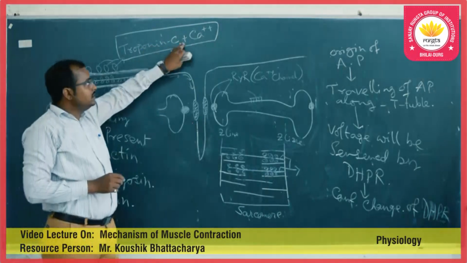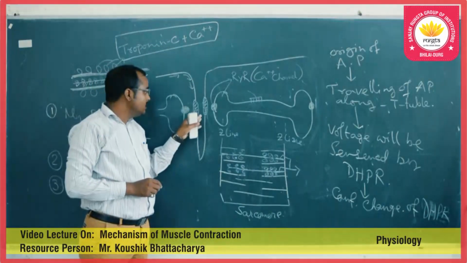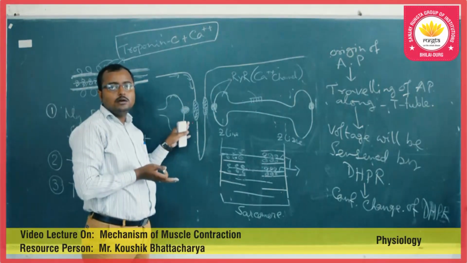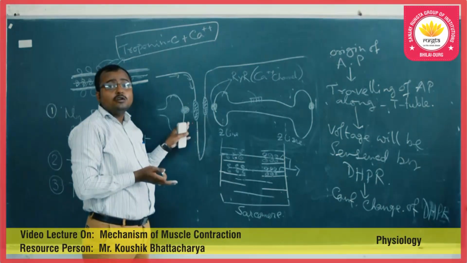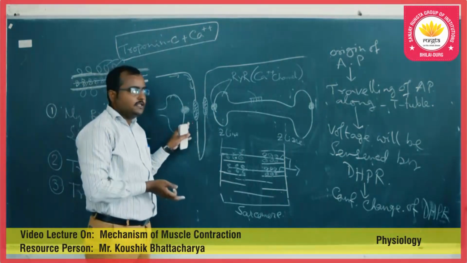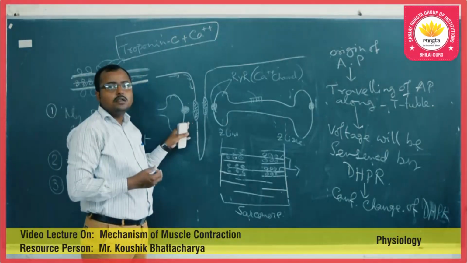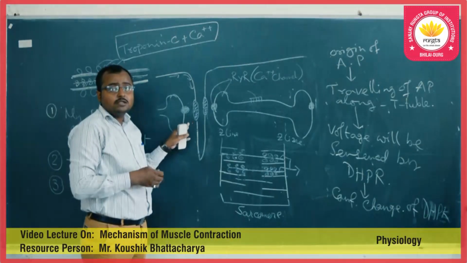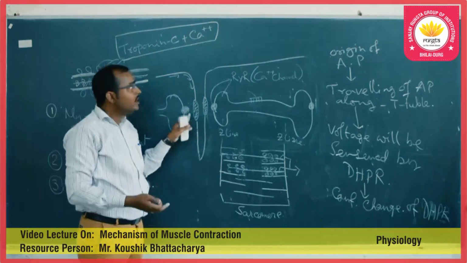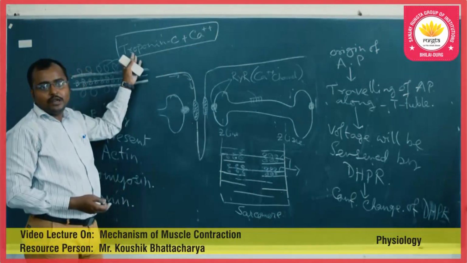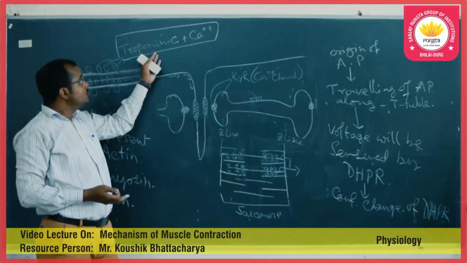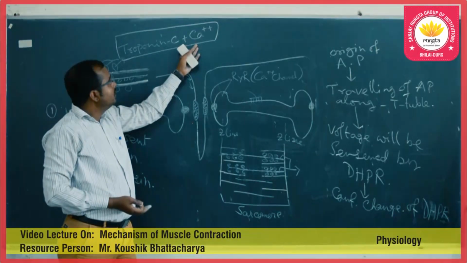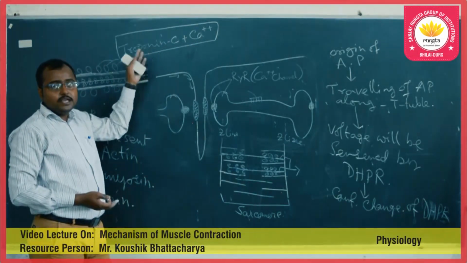Up to this part, that means up to the release of this calcium ion, is known as the EC coupling or excitation contraction coupling phase. The next phase is the contraction phase. How will this contraction phase be initiated? It is initiated with the binding of the calcium ion with troponin C, which I have already told. So at the initiation of the contraction phase, the calcium ion binds with troponin C.